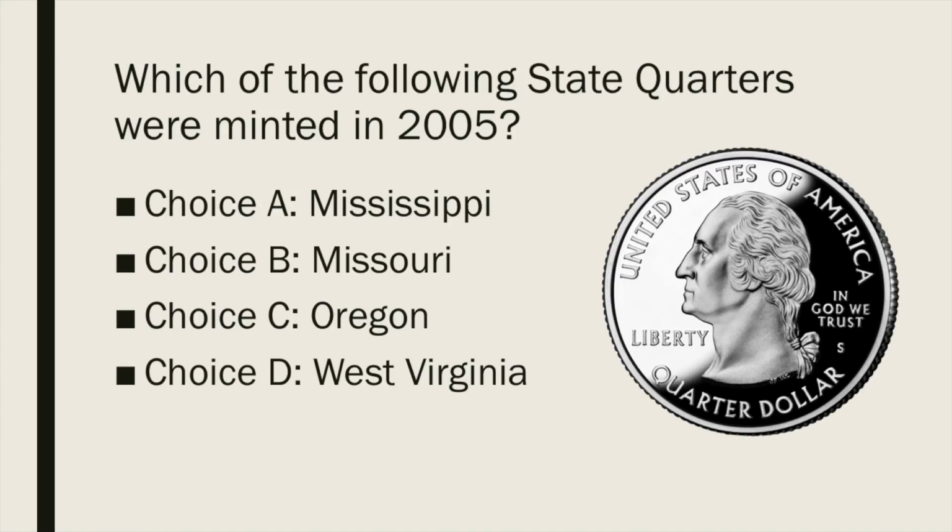Now for question 3, a little more recent stuff. Which of the following state quarters were minted in 2005? So we have choice A is Mississippi, choice B is Missouri, choice C is Oregon, and choice D is West Virginia. There could be none of them minted in 2005. There could be one, and there could be more than one. So I'm going to flip the page, but a little added layer of difficulty.